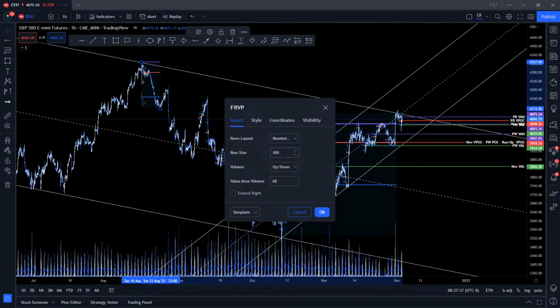Hopefully everybody understands that. Same thing again, row size is going to be 100, value area is going to be 68. Extend right turned off.